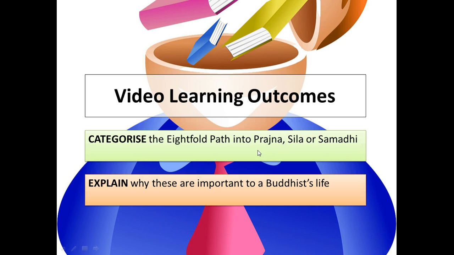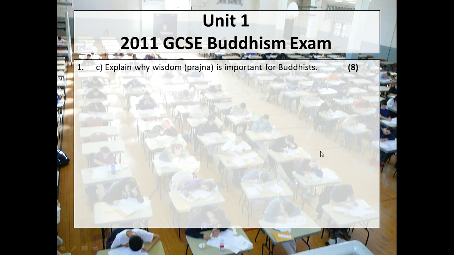We've categorized the Eightfold Path into Prajna, Sila and Samadhi. Now we need to explain why these things are important. So let's look at the first question. Explain why wisdom, Prajna, is important for Buddhists. Prajna is important for Buddhists for a number of reasons.